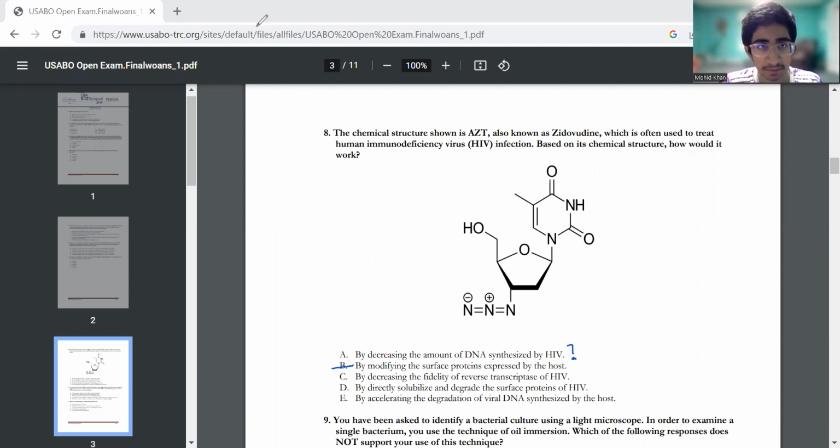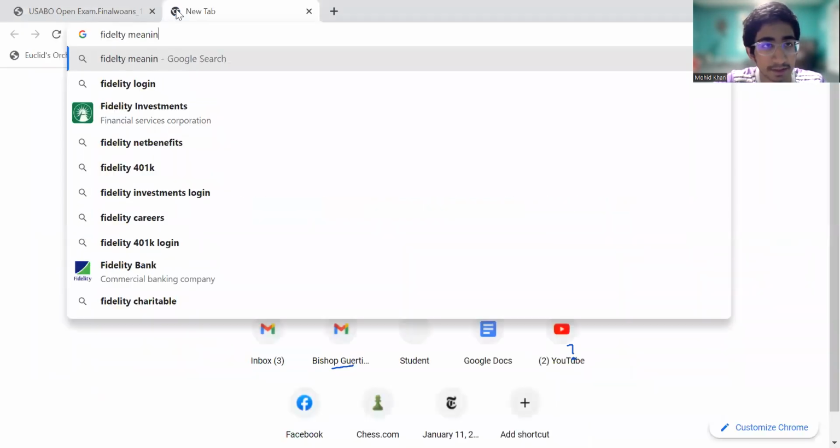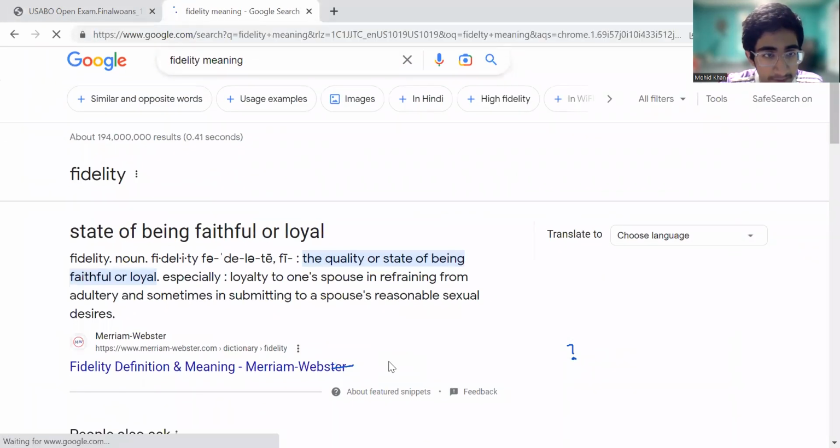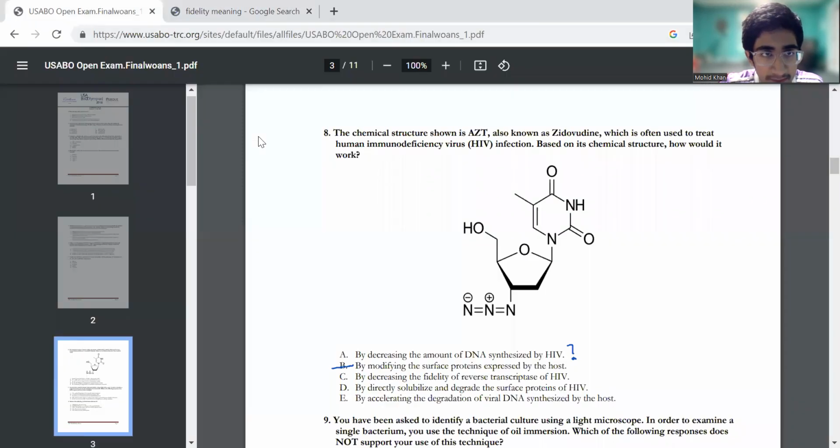I'll actually search this up. What does fidelity mean? Let me search it up. Even though you're not allowed to do this on the exam, I just need to make sure that I am not giving you the wrong answer. The fidelity meaning. So fidelity, what is it? Wait, did I spell it correctly?